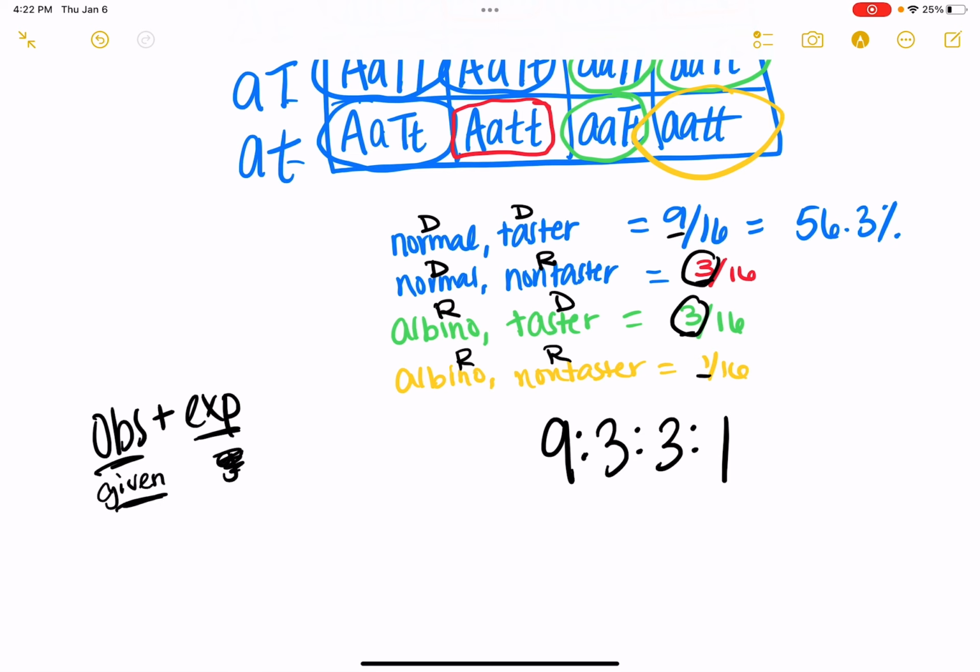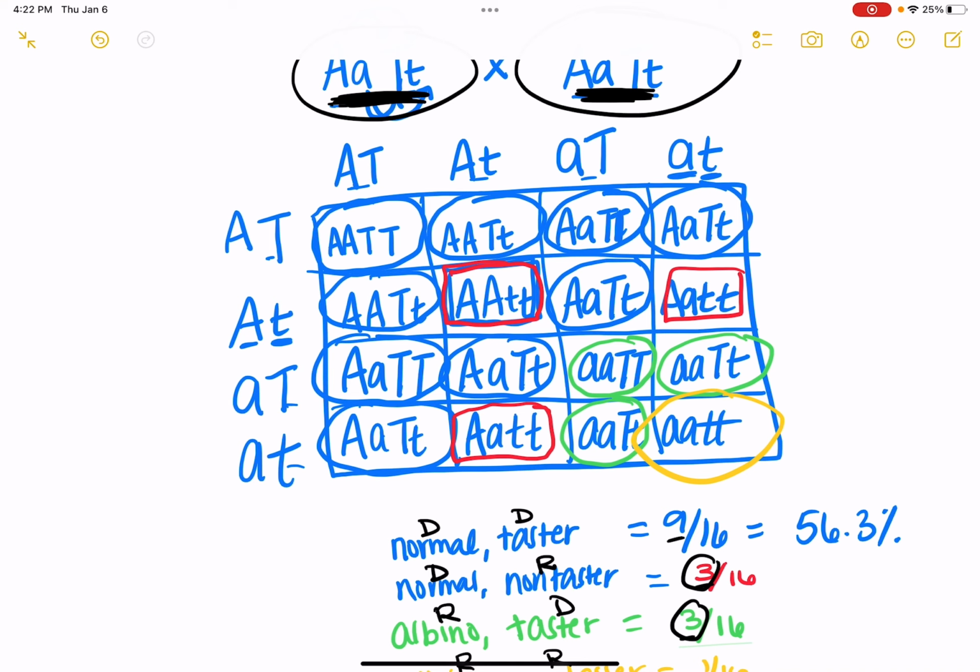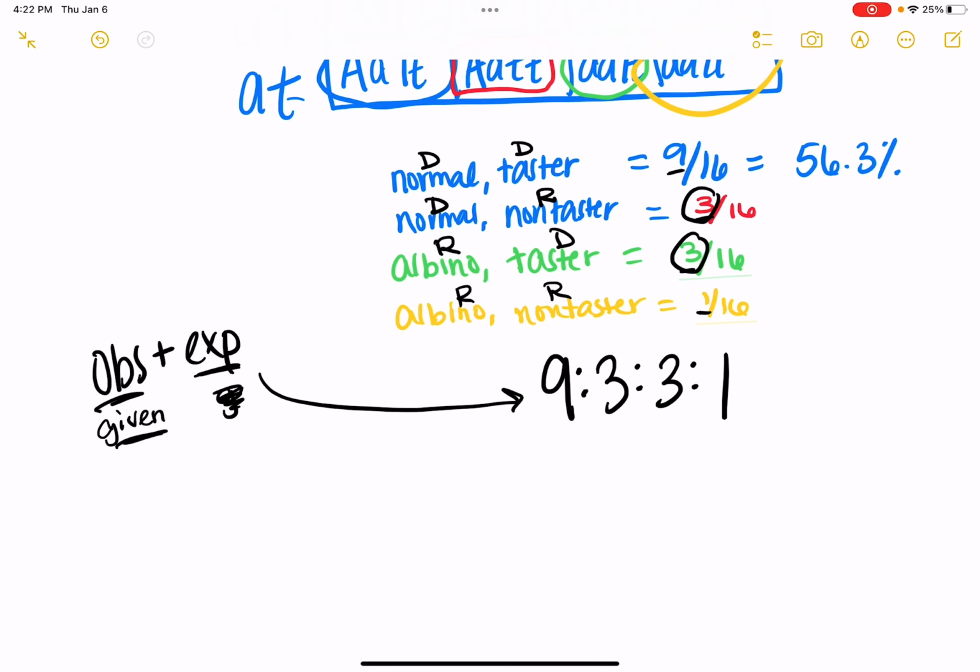Given your observed values, your expected values are going to come from your Punnett square. So you would have to work out a Punnett square to know that, all right? If you just know 9 to 3 to 3 to 1, you don't have to work out the Punnett square because you know what those ratios should be.